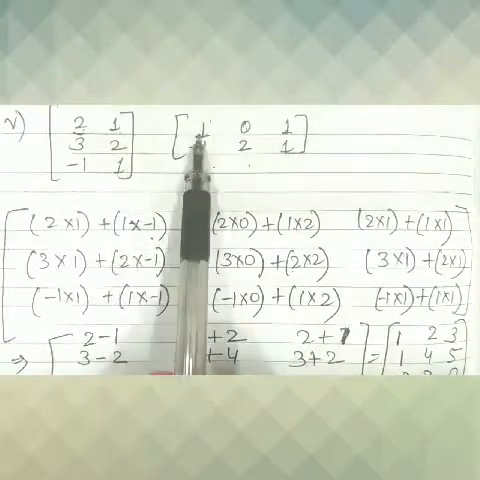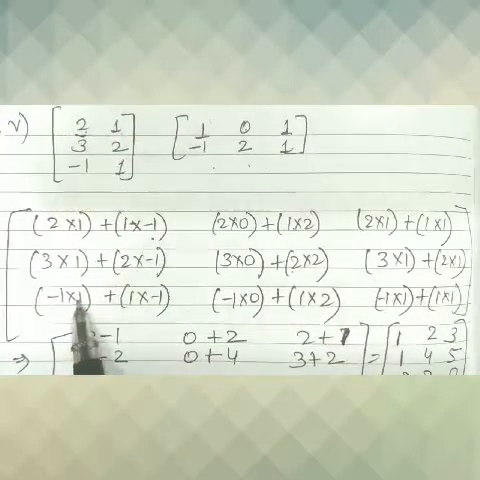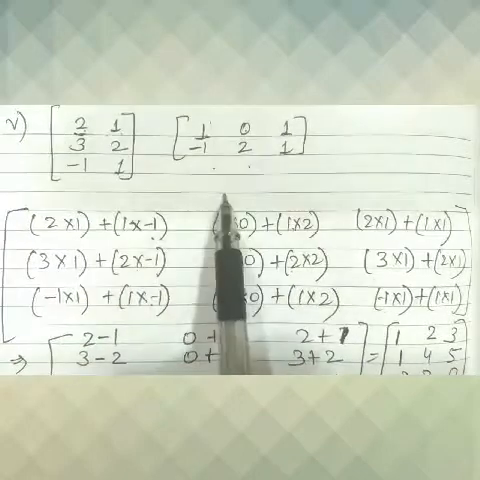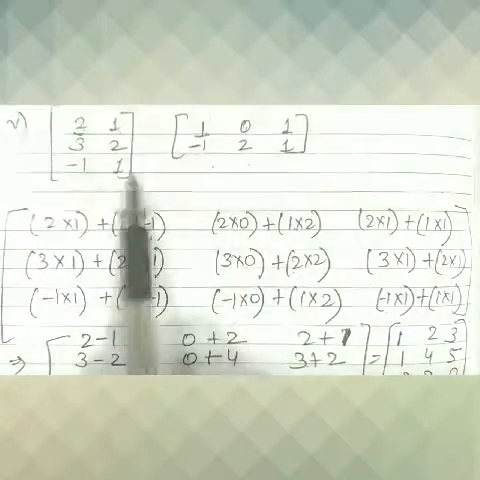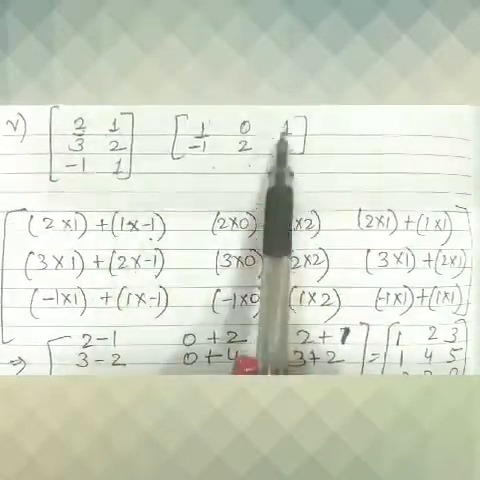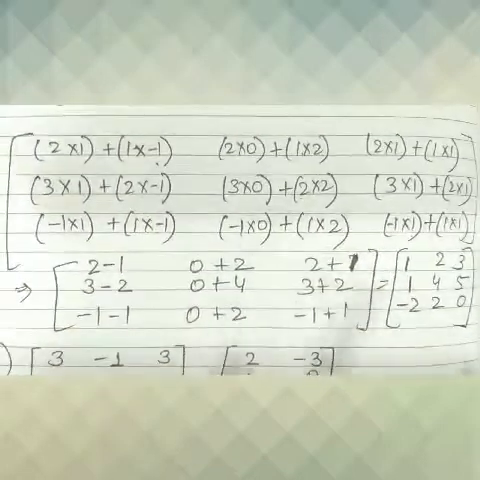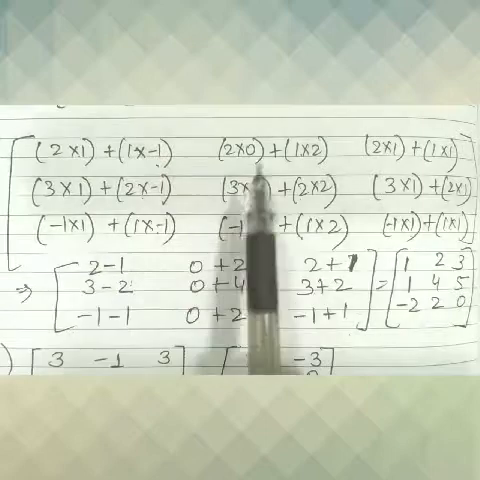Next, third row by first column: minus 1 into 1, 1 into minus 1. Third row by second column: minus 1 into 0, 1 into 2. Minus 1 into 1, then 1 into 1. It will turn out to be 2 minus 1.